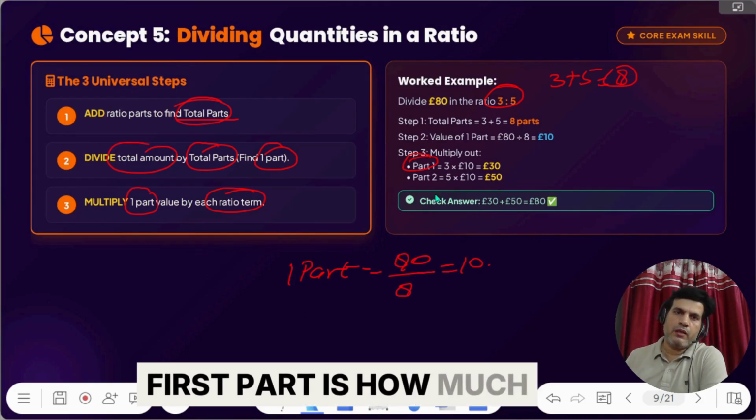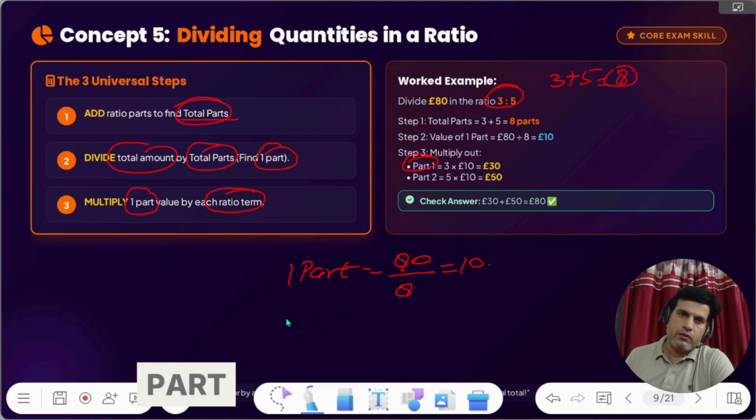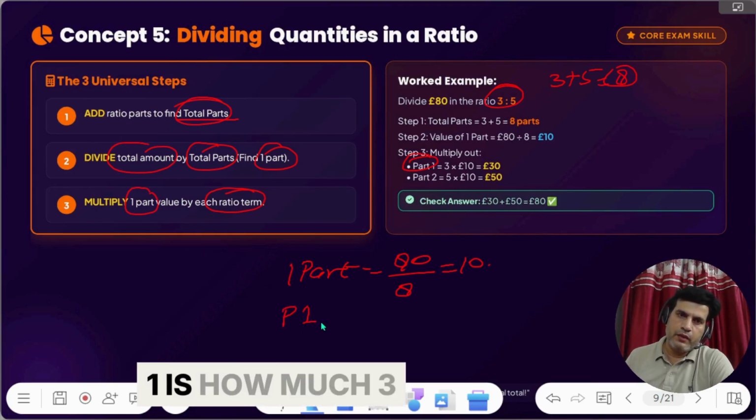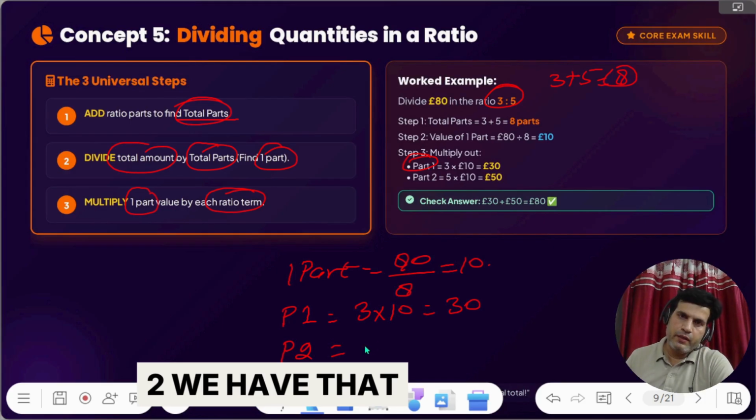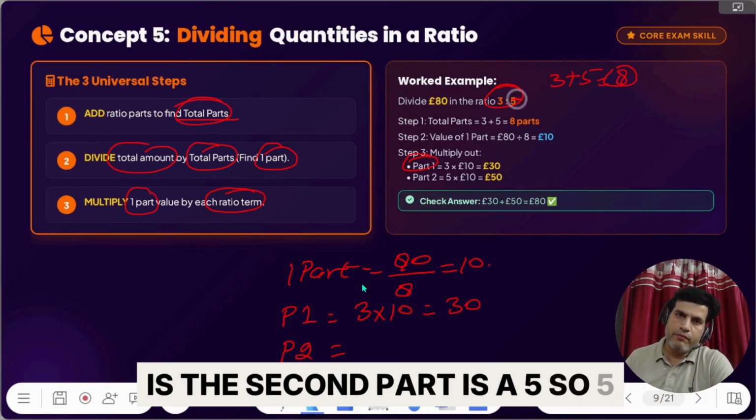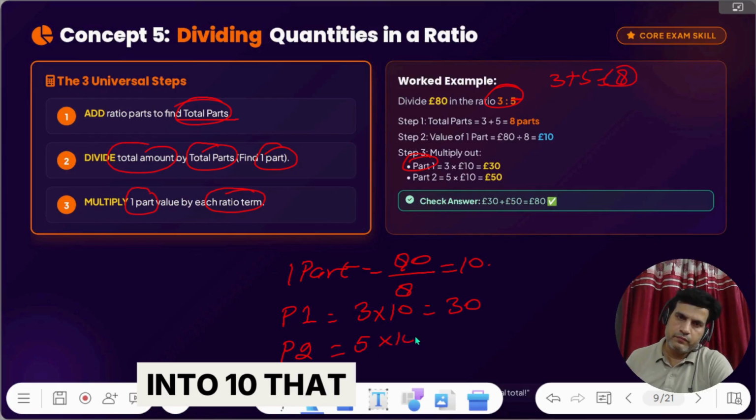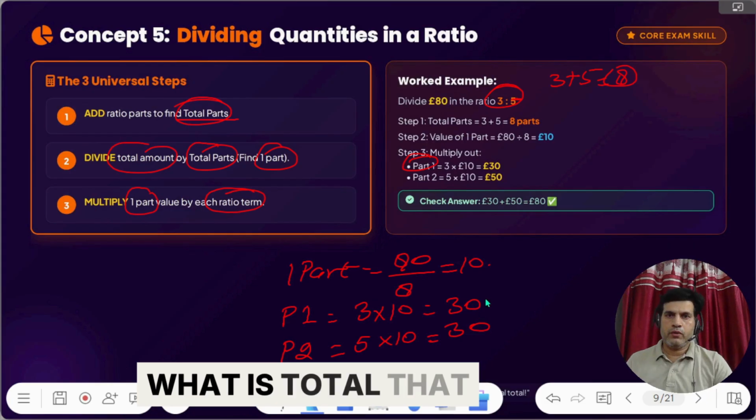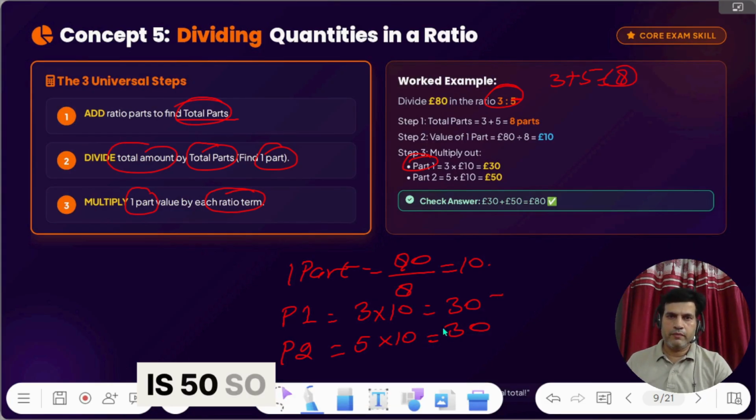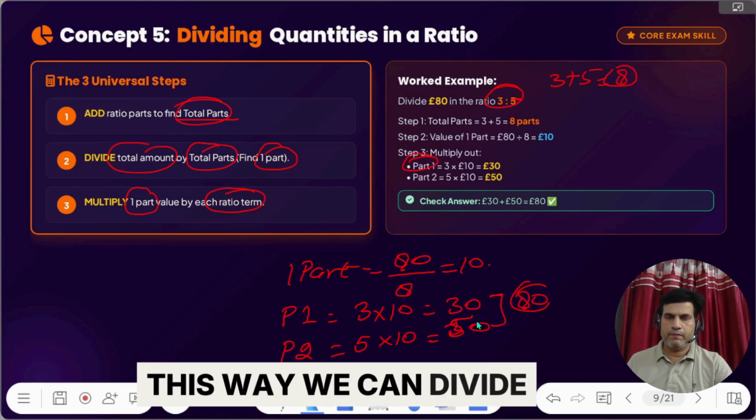So first part is how much? That is 3, so part 1 is 3 into 10, that is 30. And the second part is 5, so 5 into 10, that is 50. And what is the total? 50 plus 30, that is 80. In this way we can divide.